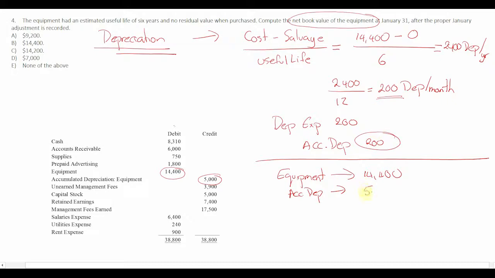So it's sitting at $5,200. So the net book value would be $14,400 less $5,200, the accumulated depreciation, leaving you with a net book value of $9,200. And the answer that matches that is answer A.